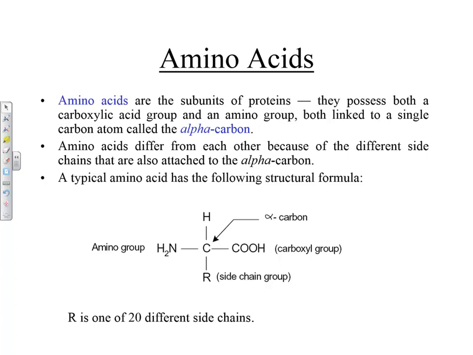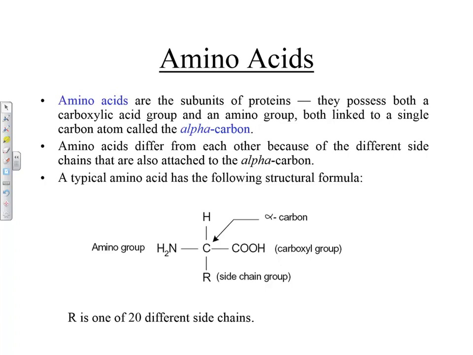So amino acids are the subunits of proteins. They possess both a carboxylic acid group and an amino group, both linked to a single carbon atom called the alpha carbon. Amino acids differ from each other because of the different side chains, these R's, that are also attached to the alpha carbon. And a typical amino acid has the following structural formula.